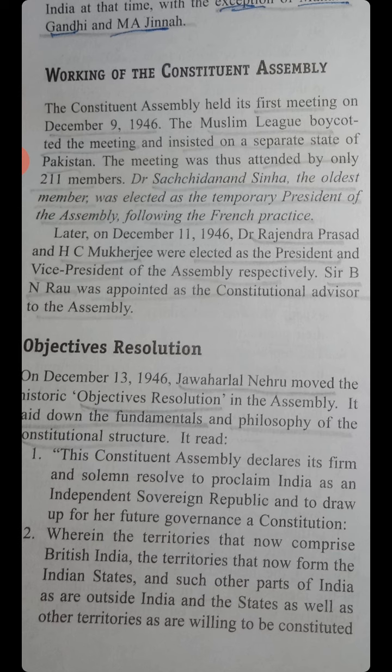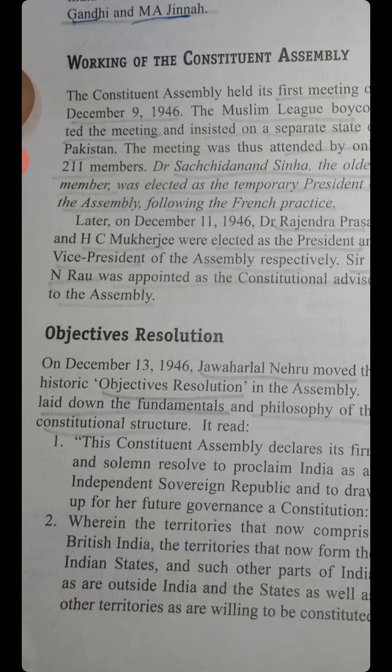Dr. Sachidanand Sinha, the oldest member, was elected as the temporary president of the assembly following the French practice. Later, on December 11, 1946, Dr. Rajendra Prasad and H.C. Mukherjee were elected as the president and vice president of the assembly respectively. Sir B.N. Rao was appointed as the constitutional advisor to the assembly.